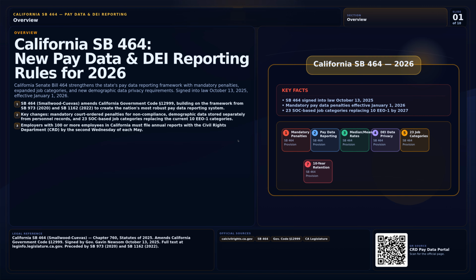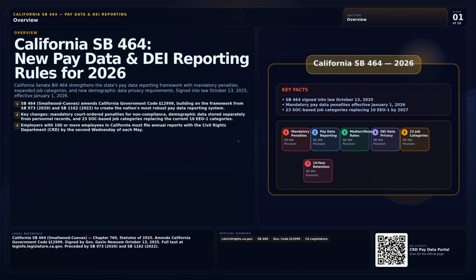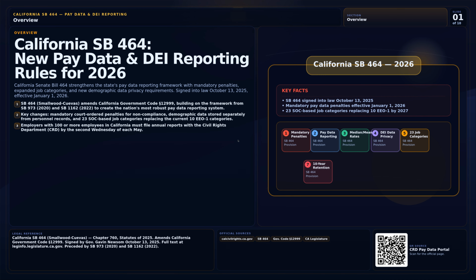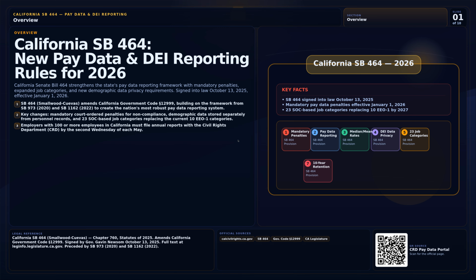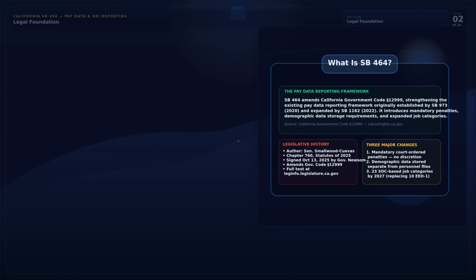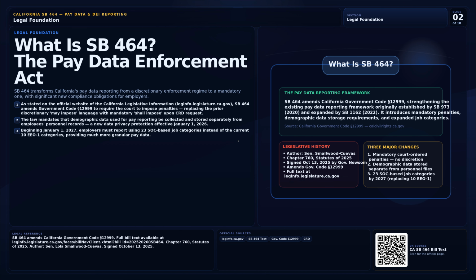You can find the full text of SB 464 by following the QR code on this slide to the California Legislative Information website at leginfo.legislature.ca.gov. What is SB 464? Let us dive deeper into the legal foundation of this law.